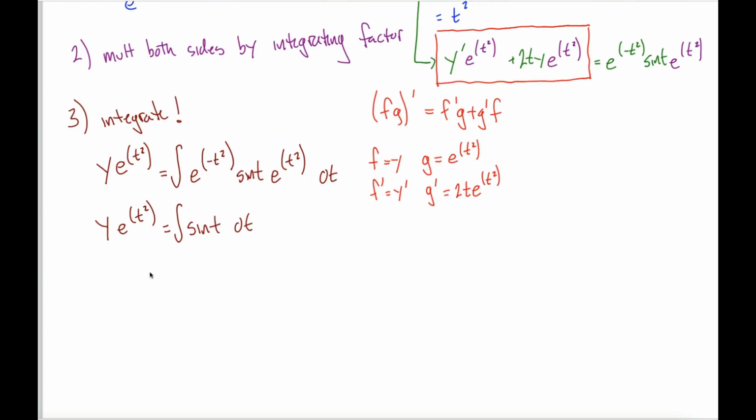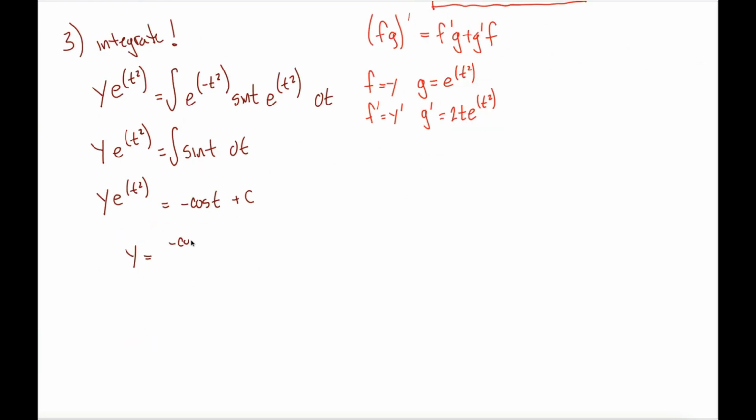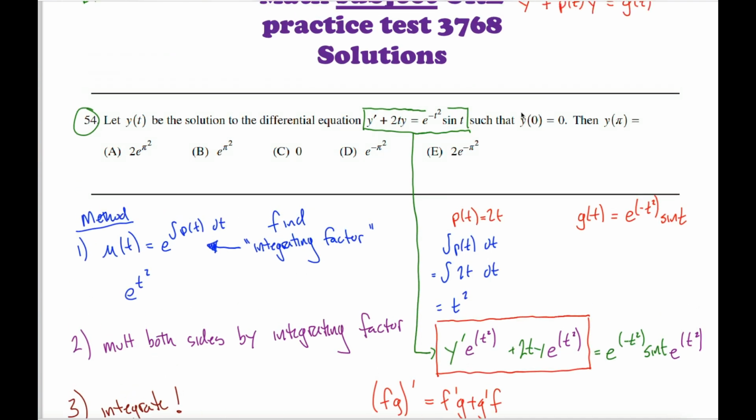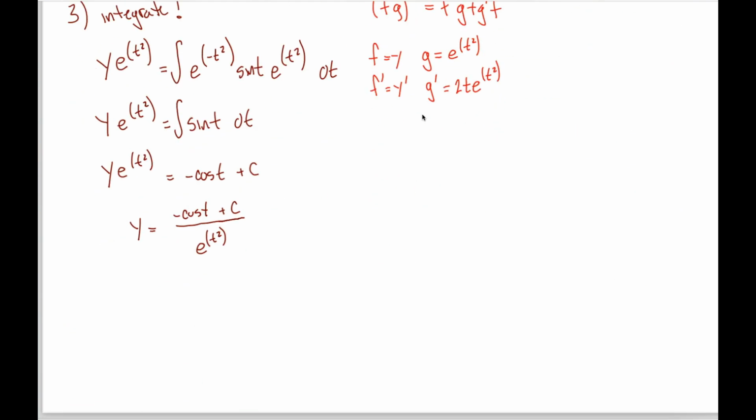The antiderivative of sine of t dt is easy to figure out. The derivative of cosine is negative sine, so the antiderivative of sine is negative cosine. If I divide both sides of the equation by e raised up to the t squared power, I get that y is equal to the negative of the cosine of t plus my arbitrary constant c, divided by e raised up to the t squared power. I'm told in this problem that y of 0 is equal to 0, so I can solve for that arbitrary constant. All I have to do is change all the y's into 0 and all the t's into 0. So I get 0 is equal to the negative of the cosine of 0 plus c, divided by e raised up to the 0 squared power.